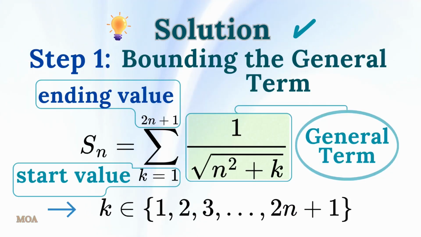Now let us begin the solution of this sequence, denoted S sub n, which equals the sum from k equals 1 to the ending term 2n plus 1 of the term 1 over the square root of n squared plus k. Here, we note that the summation starts from k equals 1 and ends at 2n plus 1. This shows clearly that the summation variable k takes the values 1, 2, 3, up to 2n plus 1.